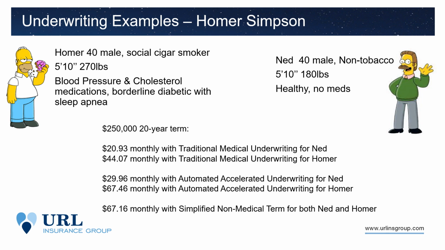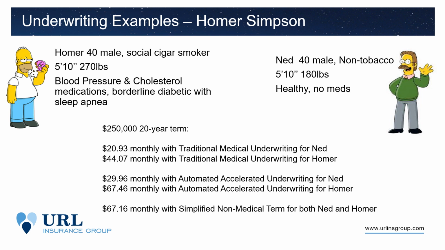If Homer and Ned want a 20-year, $250,000 term plan through traditional medical underwriting, Ned is going to qualify for a rate of about $20.93, a preferred, super preferred type rate. Homer, on the other hand, is going to get a rate of about $44.07 monthly, maybe even a little higher once they get his medical records and review everything. That's because he's going to qualify at a standard rate, possibly a mild substandard Table 2 rate class.